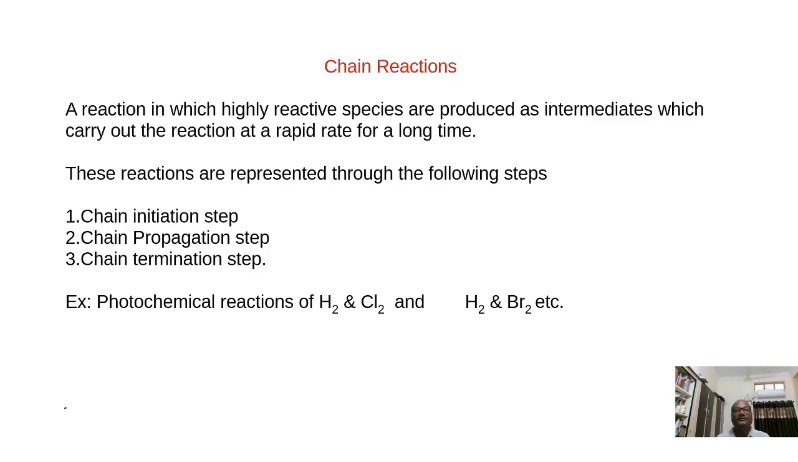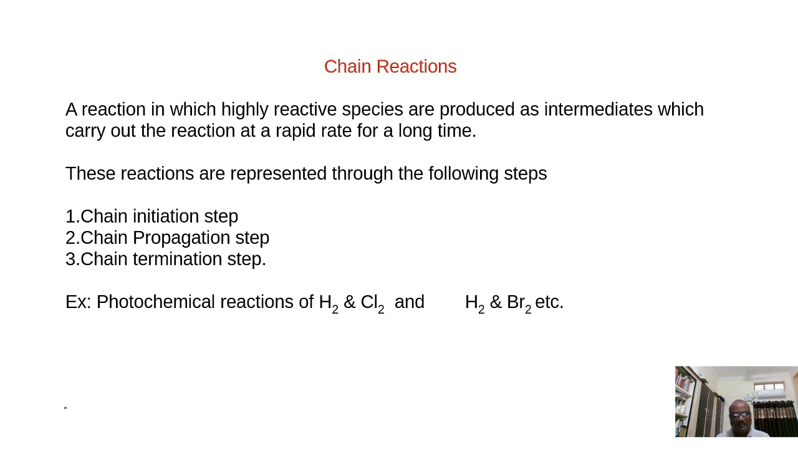Okay, next, chain reactions. What is the meaning of chain reaction? A reaction in which highly reactive species are produced as intermediates, which carry out the reaction at a rapid rate for a long time. Means the species formed in the reaction as intermediates will attack many other reactant molecules and form the product. The reaction may sometimes become violent. So these intermediates will carry out the reactions at a rapid rate for a long time. Many species will one by one participate in the reaction.